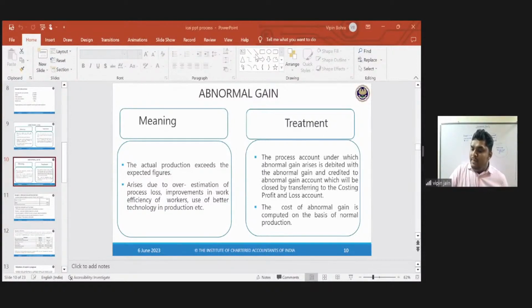So when talking about the meaning of abnormal gain, when the actual production exceeds the expected, the process account is debited with the abnormal gain and credited to the abnormal gain account, which will be closed by transferring it to the costing P&L. The cost of abnormal gain is computed on the basis of normal production, that is the expected production, just like the abnormal loss.